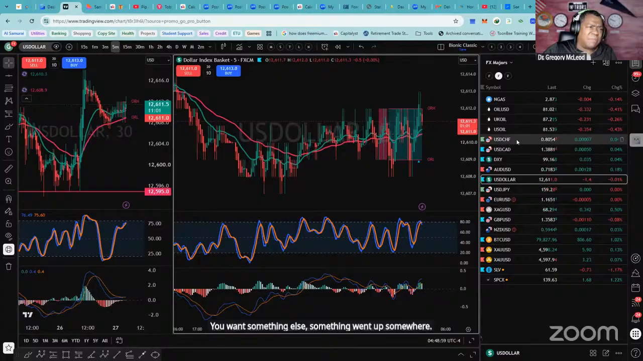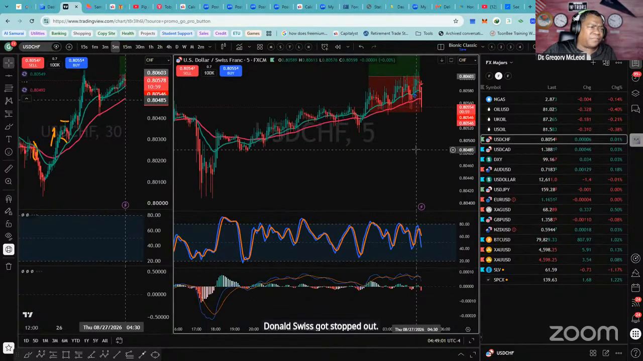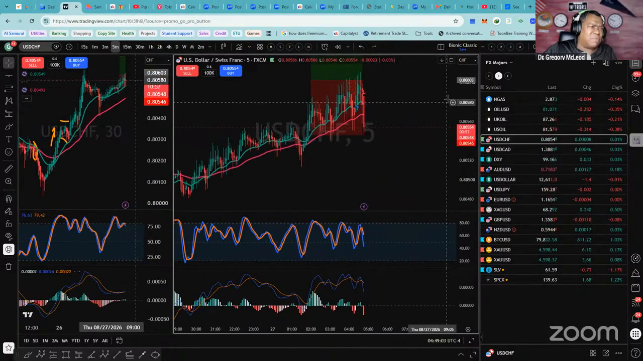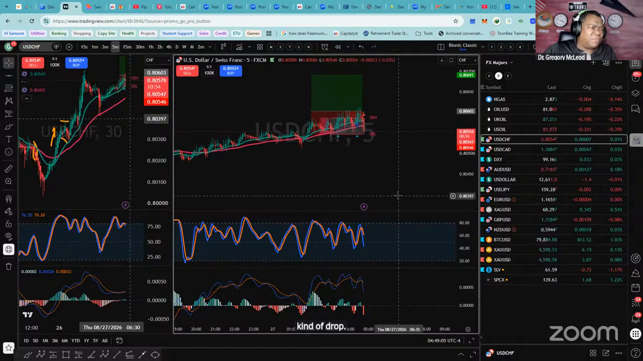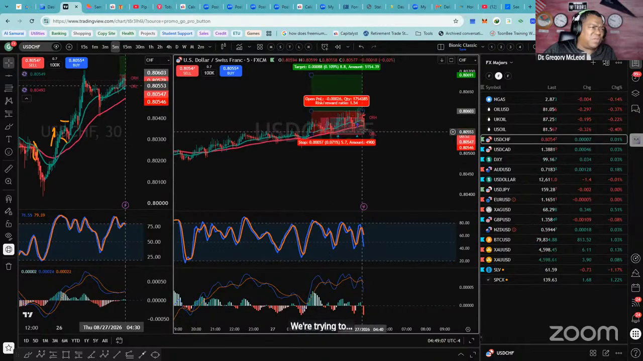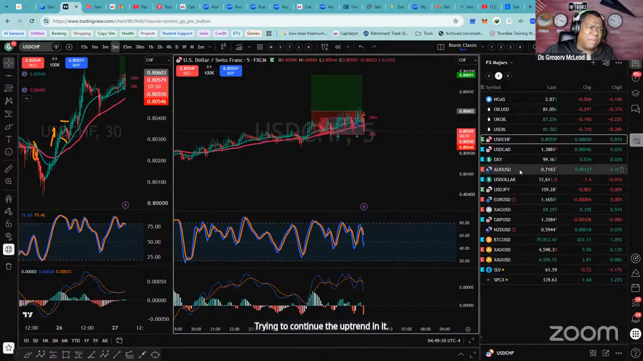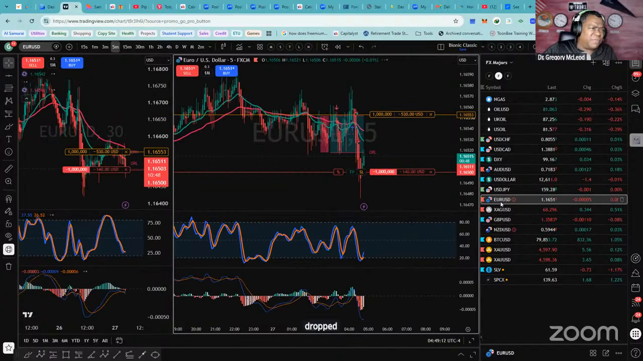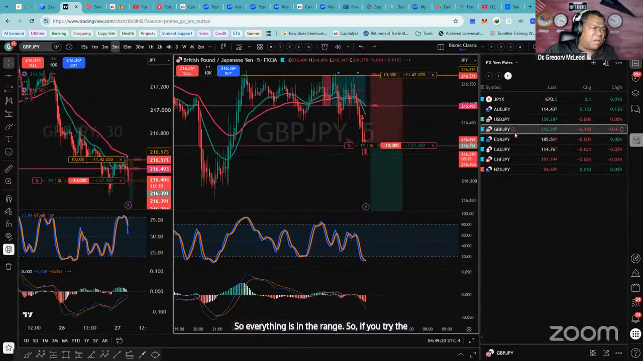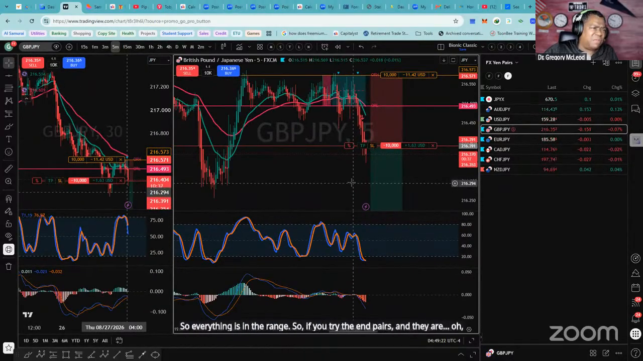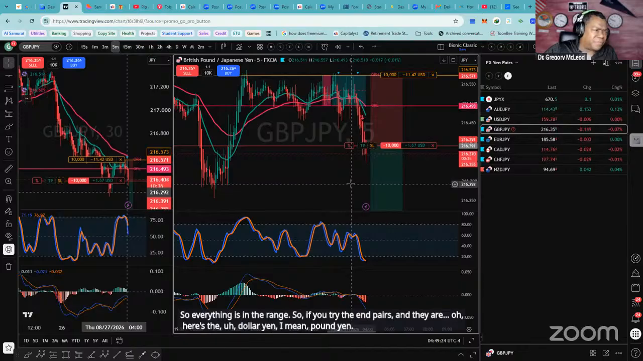Dollar Swiss got stopped out. Okay. We're trying to continue the uptrend and it dropped and we're out. And so everything is in the range. So if we try the yen pairs, here's the dollar yen, I mean pound yen. Pound yen is making a few pips.